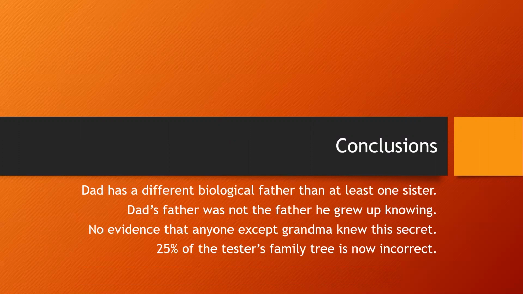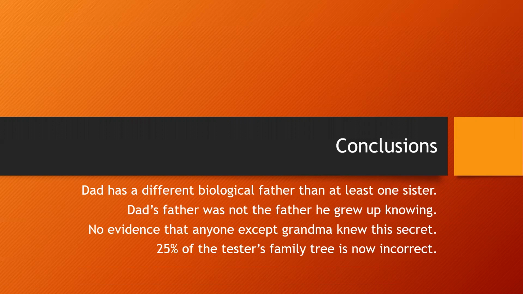So dad has a different biological father than at least one sister. We don't know yet if dad has a different biological father than the second sister, because none of the biological children of the second sister have tested. So that's a potential next step. Let's figure out if there are 2 dads involved or 3. So that's a possibility. Dad's father was not the father he grew up knowing.